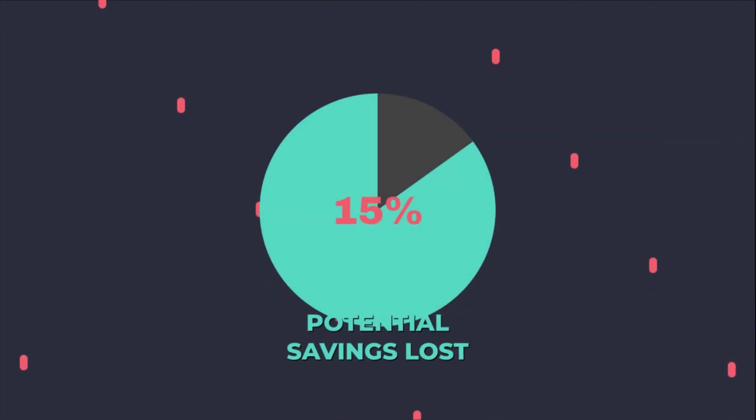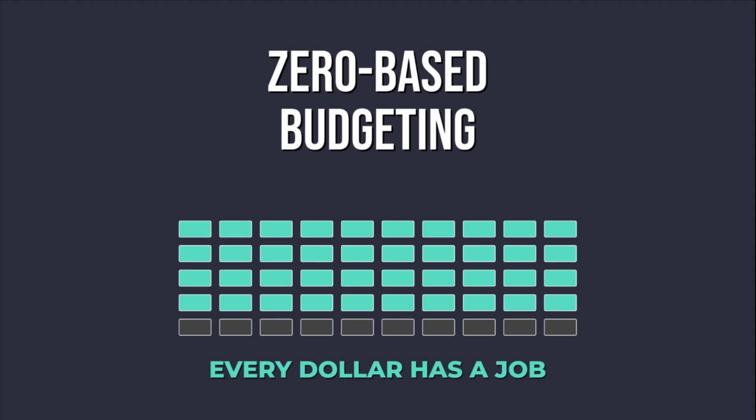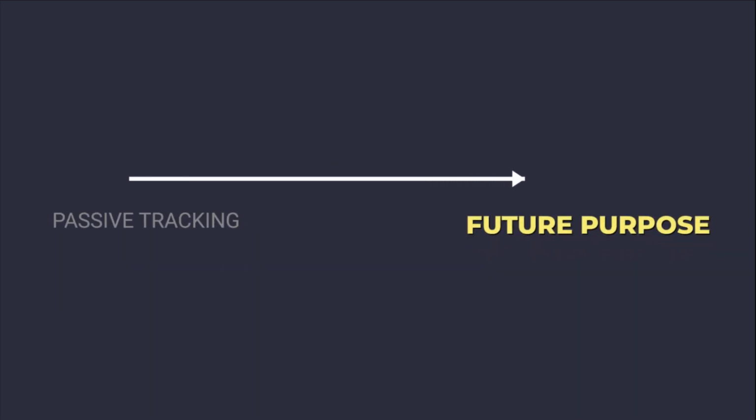Your money is leaking. The average household loses 15% of its potential savings simply because dollars are unassigned. Zero-based budgeting, or ZBB, mandates that every unit of currency, down to the last cent, must be allocated to a specific category before the month begins.